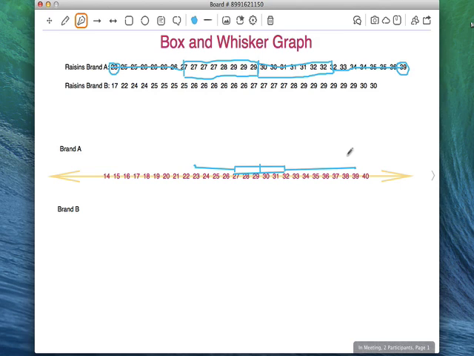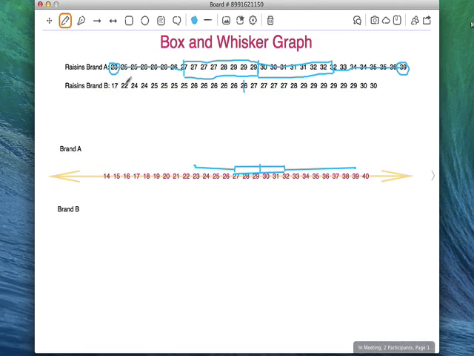So let's take a look at brand B. For brand B, there are 27 pieces of data, so the middle piece of data is the 14th one. 1, 2, 3, 4, 5, 6, 7, 8, 9, 10, 11, 12, 13, 14. Here is the middle. We have the range, of course, 17 to 30.